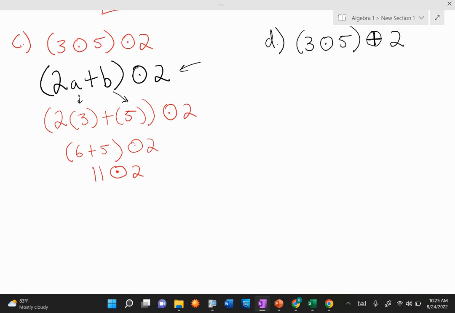Now you're just doing the same problem that you did the first time. But now you've got an 11 and a 2. So I'm going to use the 2a plus b because it's still telling me that that's what I need to use.